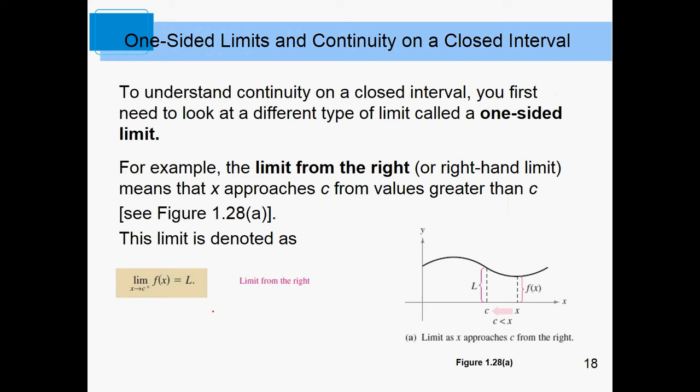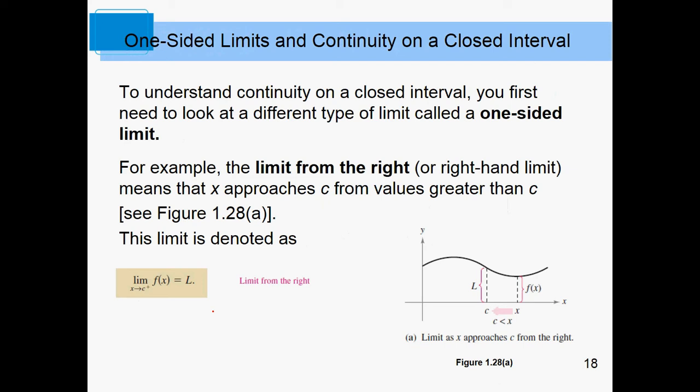Okay? So here, the limit from the right means that x is approaching c from values greater than c. We're not saying that we're going to the right. We're saying that we're coming from the right. So a right-hand limit is what happens when we're getting smaller. Left-hand limit means we're coming from the left towards the value, so we're getting bigger, okay? So the right-handed limit would be what we're approaching from this way. The left-handed limit would be the approach from this way, okay?